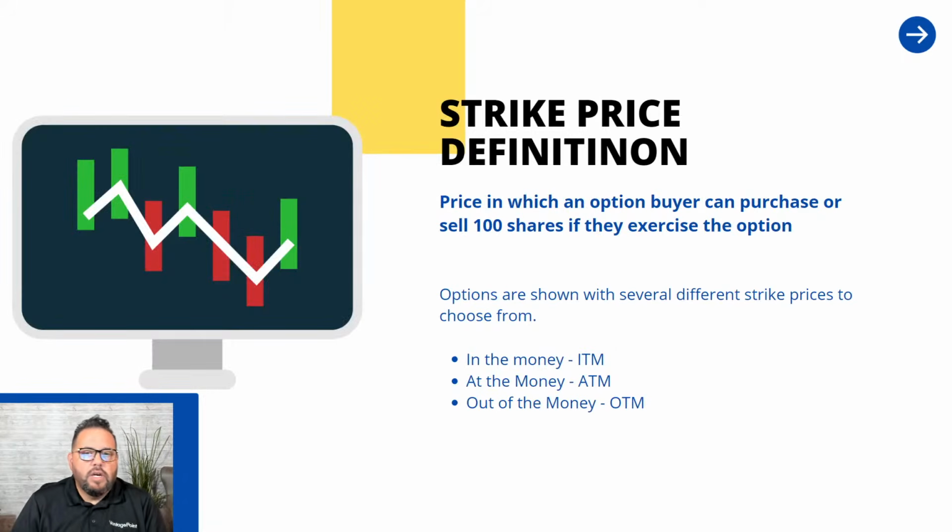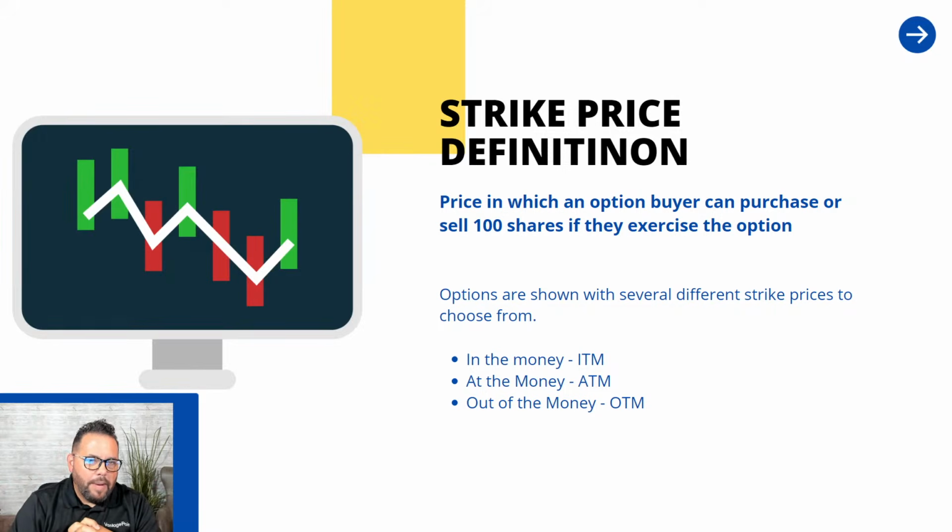Let's talk about the different strike prices and what the definition of a strike price is. For those of you that haven't traded options before, it's the price at which an option buyer can purchase or sell 100 shares if they exercise that option. It's the price that you believe that underlying asset is going to move to. I'm just talking about going long calls and long puts, basically buying calls and buying puts. That's the great thing about options, is that you can use those two different types of strategies in a lot of different ways.